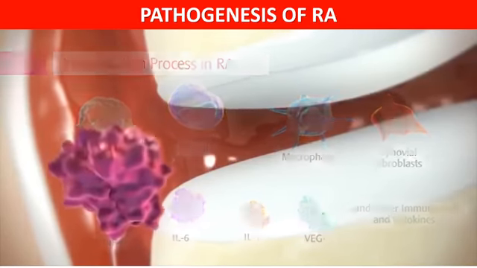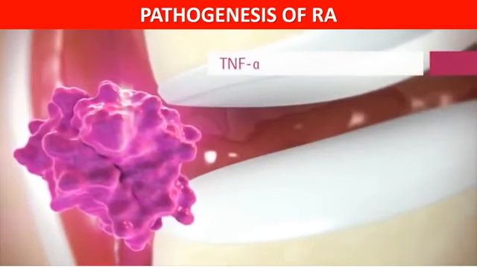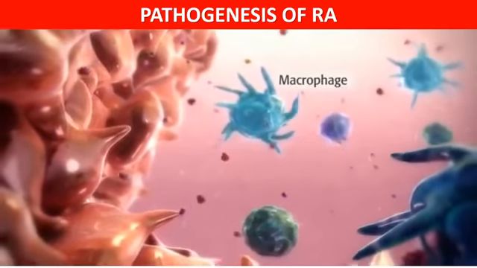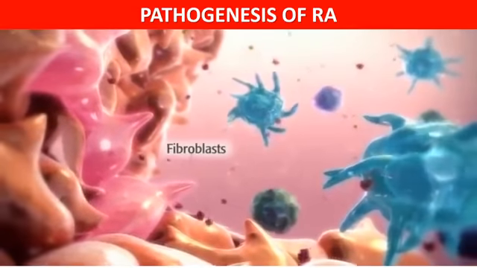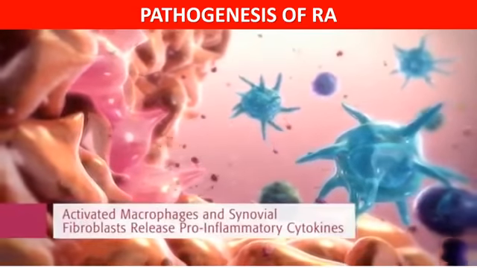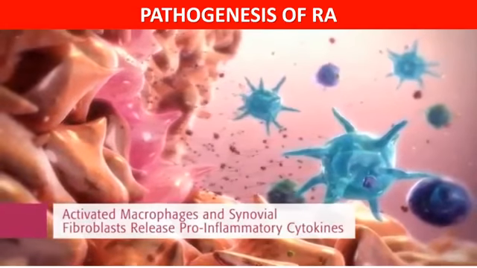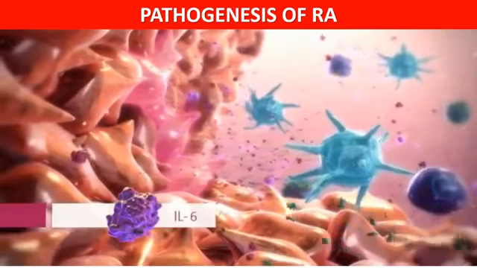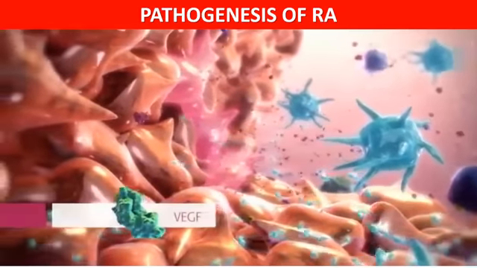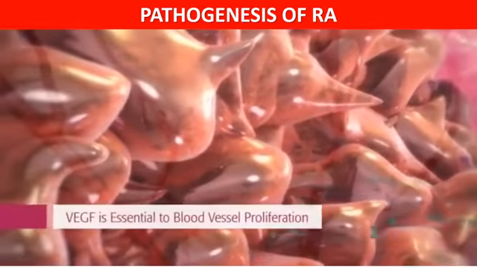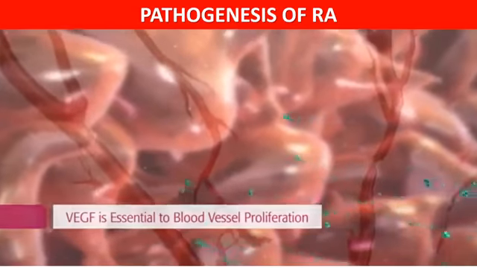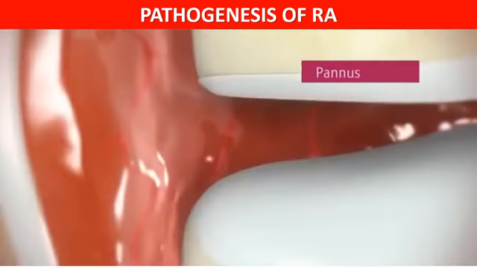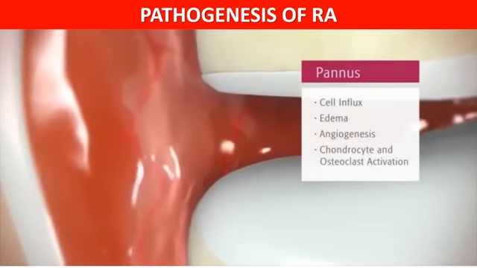As a key pro-inflammatory cytokine, TNF-alpha, along with other cytokines, activate immune cells, including macrophages, as well as other cells such as synovial fibroblasts. In a key step, activated macrophages and synovial fibroblasts release pro-inflammatory cytokines, including TNF-alpha, IL-1 and IL-6, and mediators of vascular growth, including VEGF. VEGF is essential to the process of blood vessel proliferation, or angiogenesis, which facilitates an influx of activated cells. These cells contribute to the growth of pannus and sustain the inflammatory cycle.